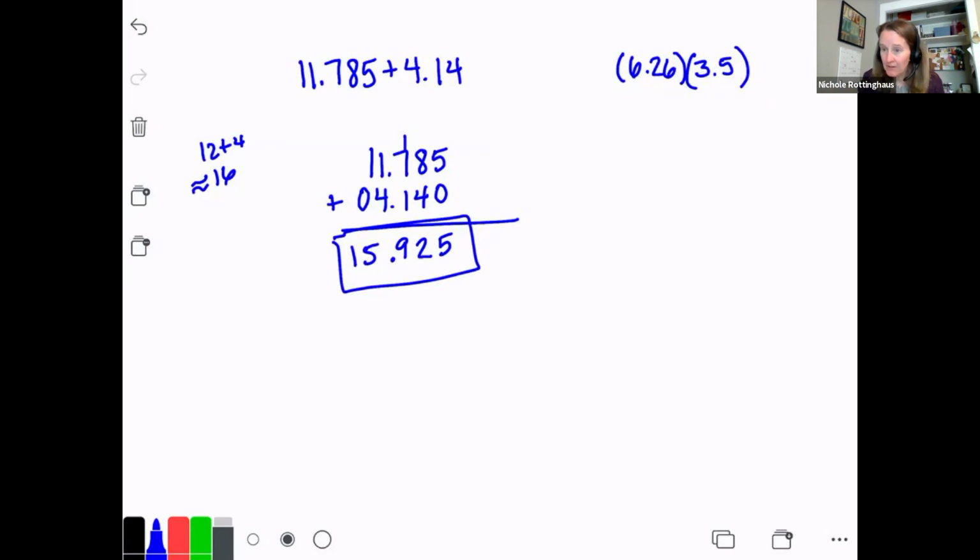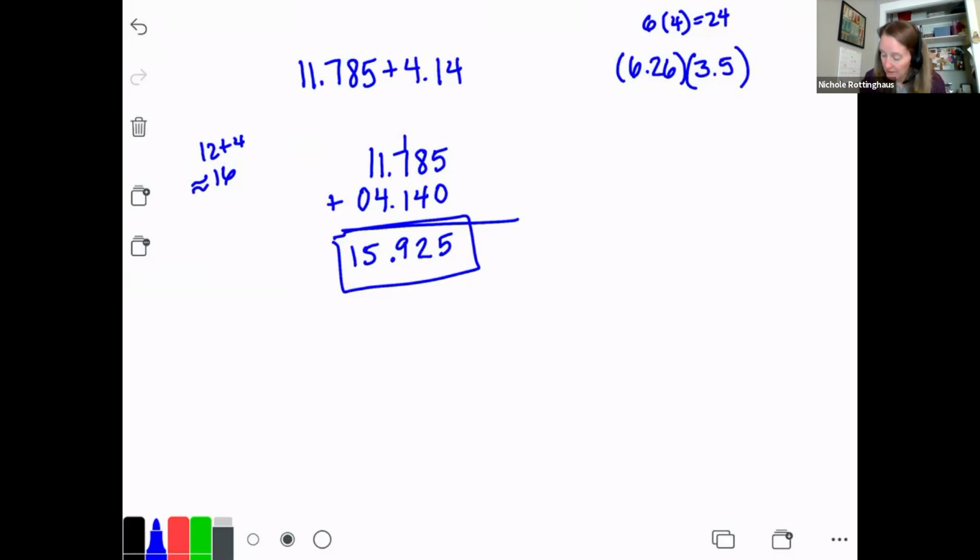This one's a little harder to estimate just because 3.5 is right in the middle of 3 and 4. Okay, so I could say, well, this is about six times about 4. Okay, it's going to be about 24. Now, I'm estimating on the high side because I rounded up with that 3.5. So keep that in mind, that you might end up with a number that may or may not be super close to your estimate, okay? But you have to look at what you did for your estimate to see if your answer makes sense, okay?